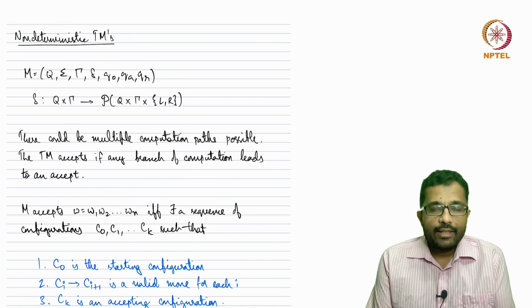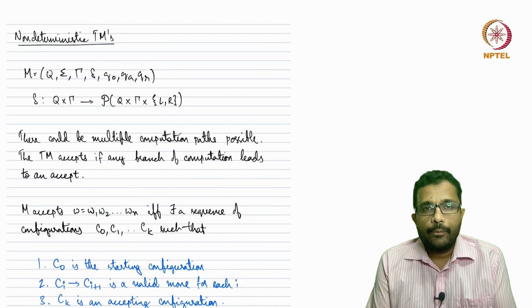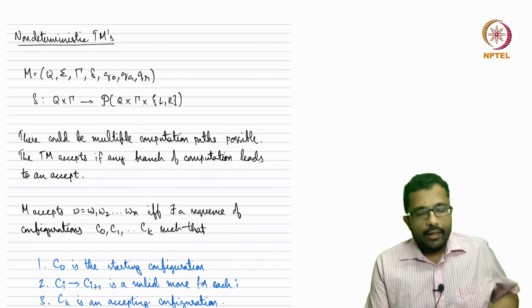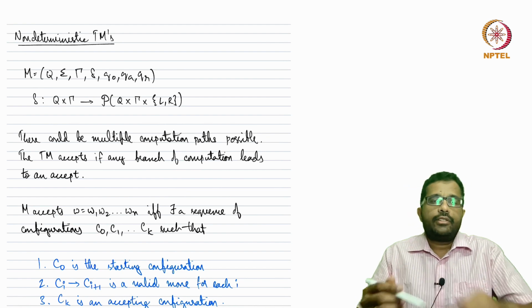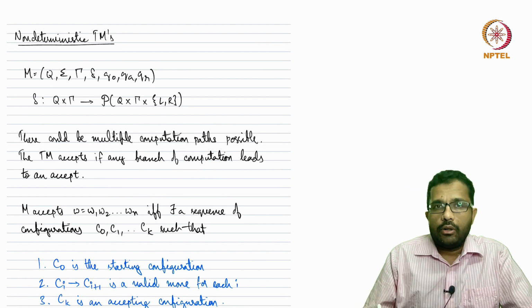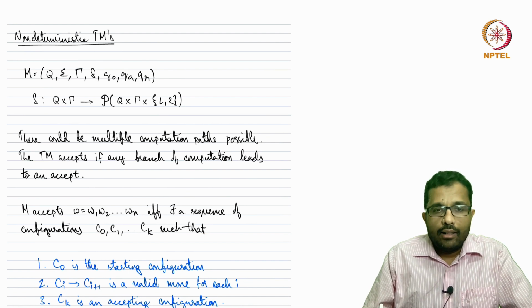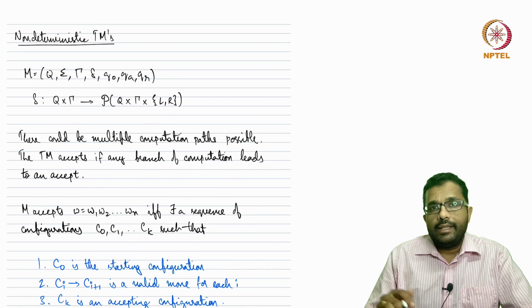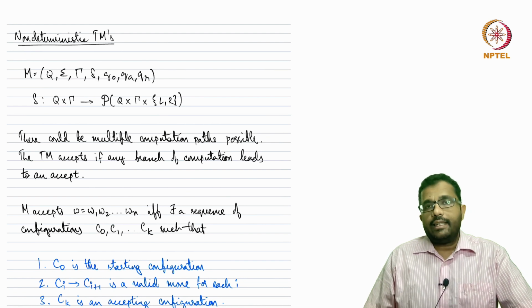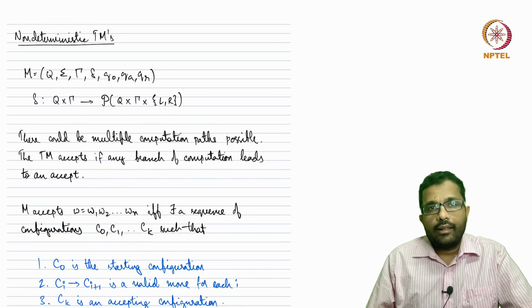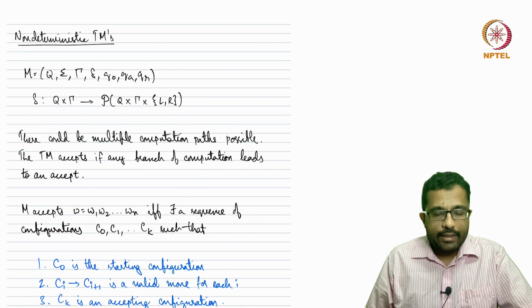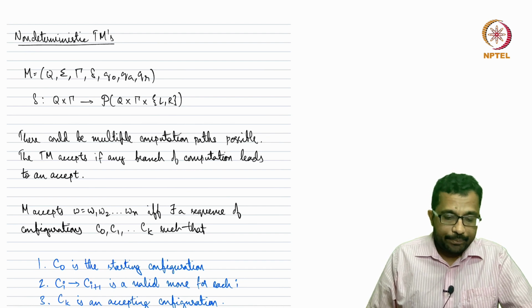Hello and welcome to lecture number 30 of the course Theory of Computation. In the past couple of lectures, we saw Turing machines and the standard model of Turing machines with a single tape. Then we saw multi-tape Turing machines. In this lecture, we are going to see a different type of variant, which is non-deterministic Turing machines.